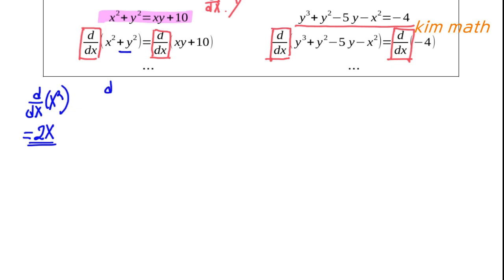Now how about this part? If you have d/dx of y squared, this is not as easy. Because we cannot directly find the derivative of y squared with respect to x. If we had the same variable it would be possible, but in this case x and y are not the same variable, right? So here, we can use the chain rule. Chain rule means that instead of d/dx, we write d/dy of y squared times dy/dx.